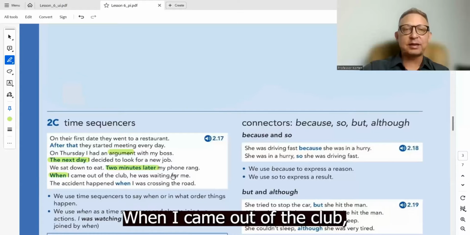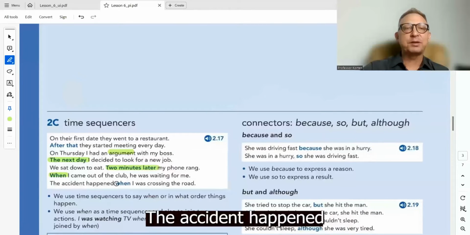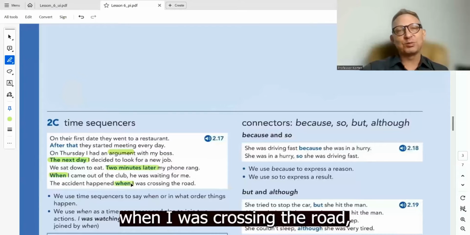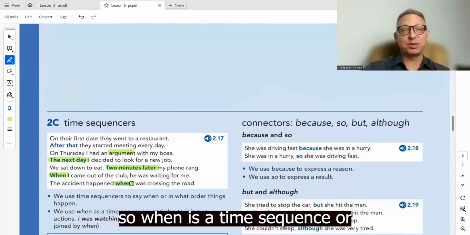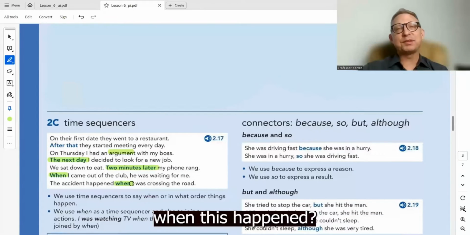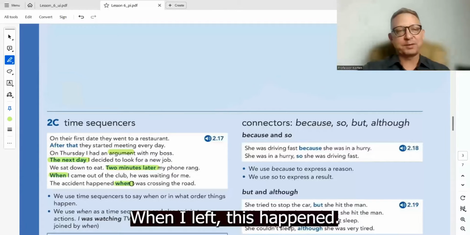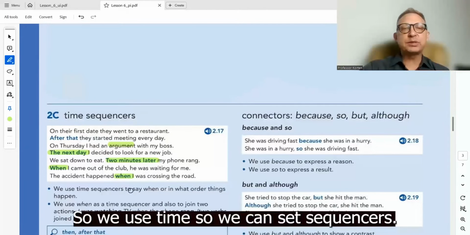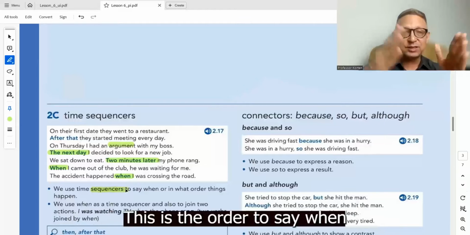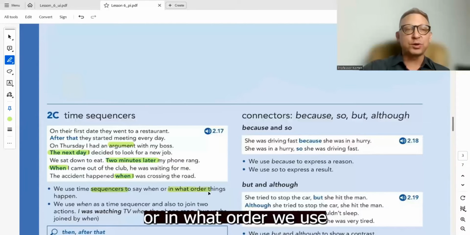When I came out of the club, he was waiting for me. The accident happened when I was crossing the road. So when is a time sequencer. When this happened, when I left, this happened. So we use time sequencers. This is the order to say when or in what order.